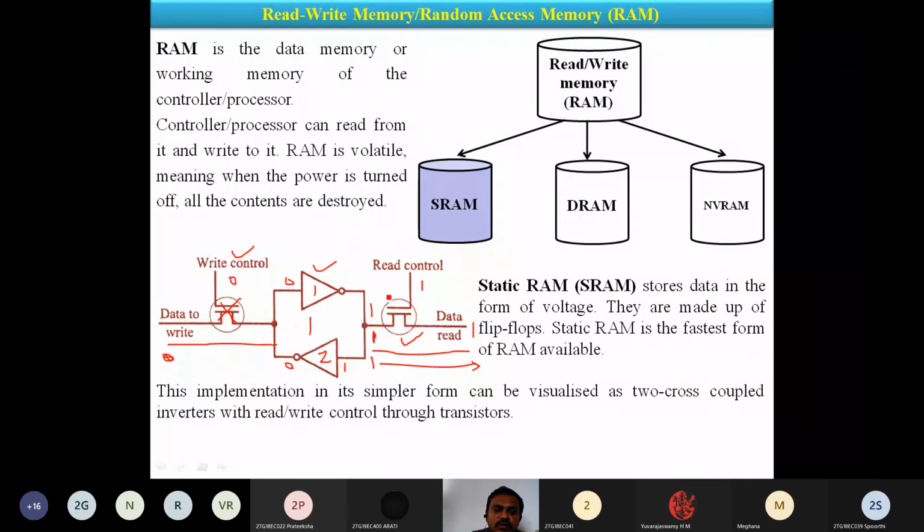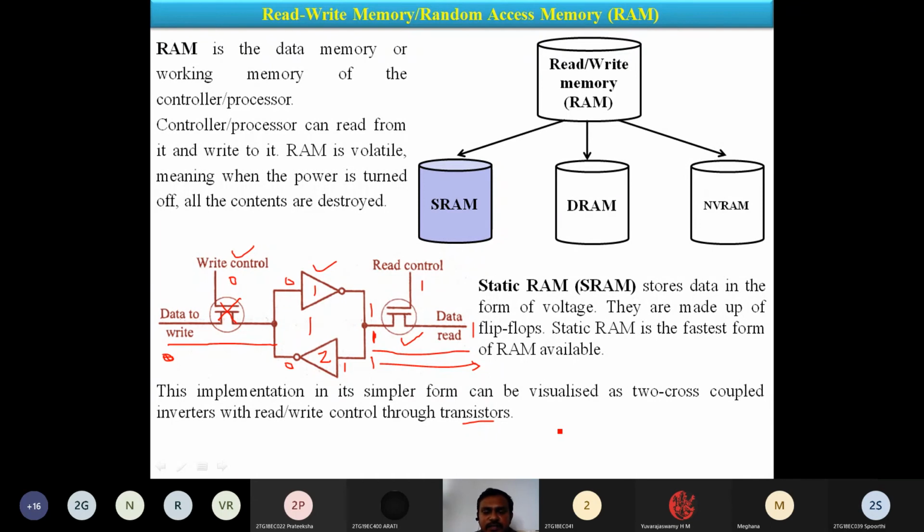So what is the value stored in the memory? Value 1. And what is the data read? Value 1. Okay, this process is there in static RAM with the help of two cross-coupled inverters with read and write lines and control lines. The control lines are connected to transistors to make the read and write tasks easy by switching the respective switches on and off.